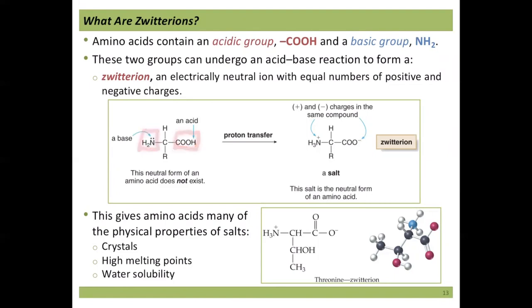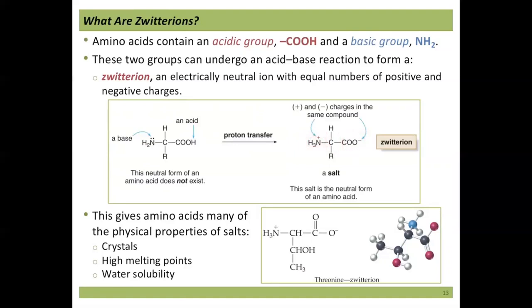But before we get to that, we'll actually just look and see that an amino acid contains an amine group and an acid group. Well, an amine group is a base, and we have an acid group in the same molecule. So what really should happen is a proton transfer from the acid to the base. And so what we end up with is a salt. And so typically amino acids exist in this salt form where the amine is protonated and the carboxylic acid is deprotonated.